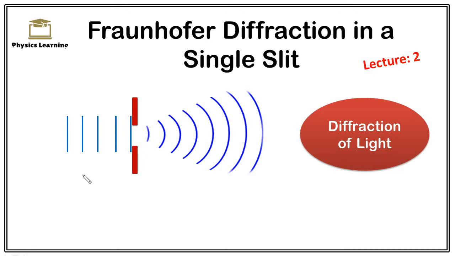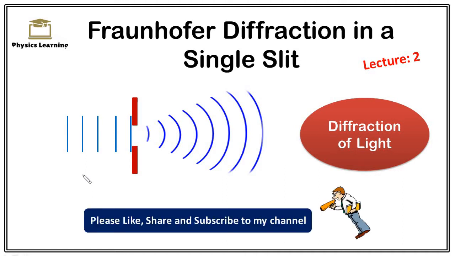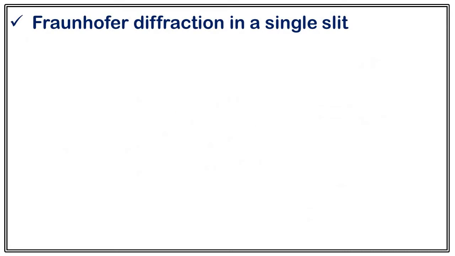Welcome to the second lecture on diffraction of light. In this video, we are going to see Fraunhofer diffraction due to a single slit. Before proceeding to this video, I would request you to please watch the previous video in this lecture series, which was on Introduction to Diffraction of Light. Let me start this video with a question: what is Fraunhofer diffraction?